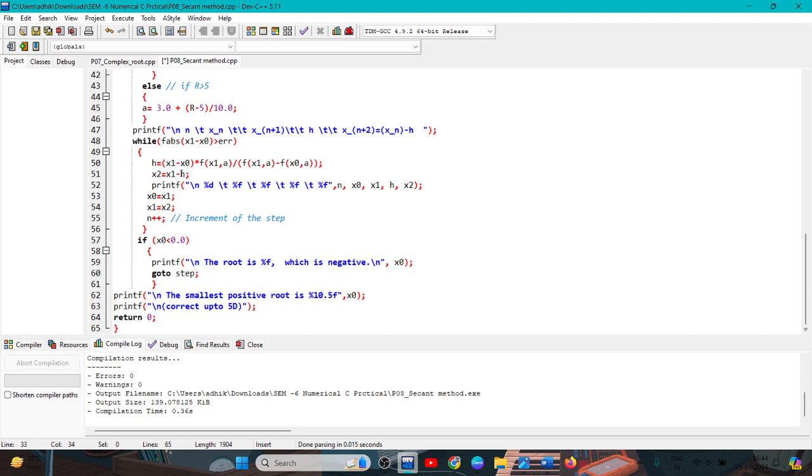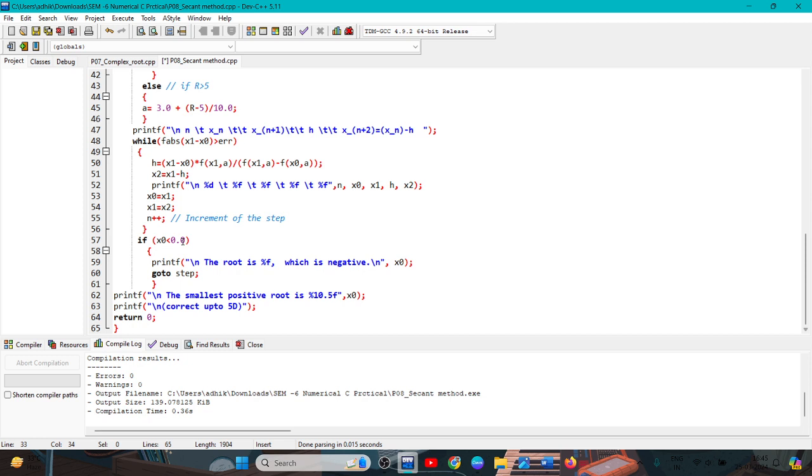The next value x2 is x1 minus h. Again, the new x0 is the previous x1, and the new x1 is this x2. Store the new value of x2 in the variable x1, and again calculate h while the absolute value of x1 minus x0 is greater than the error term. And n plus plus is the increment of the step counter.